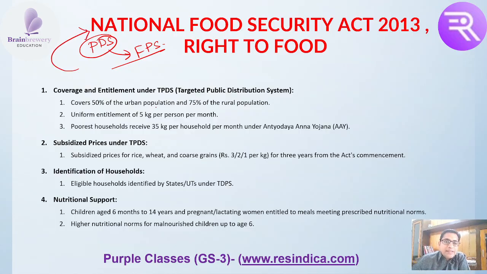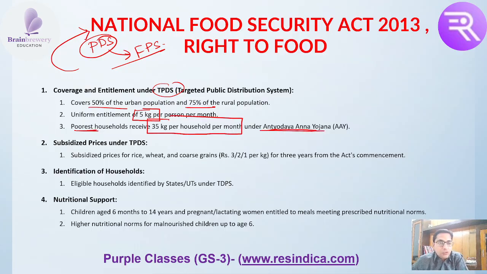Okay, so there is a coverage entitlement: around 50% of the urban population and 75% of the rural population is covered. 5 kg of food grain per person per month, and those who are the poorest of the poor are receiving 35 kg per month under Antyodaya Anna Yojana.